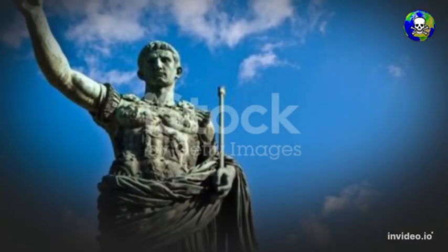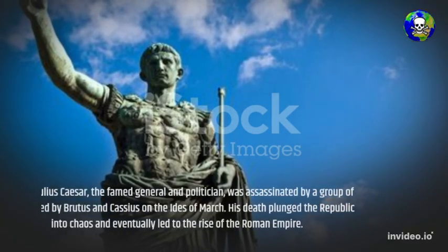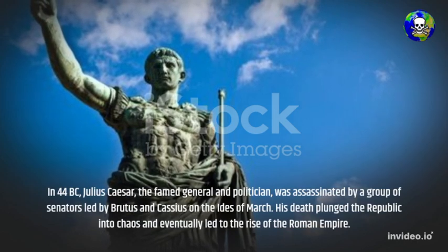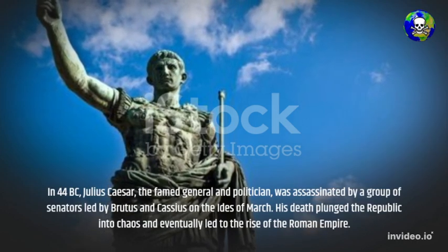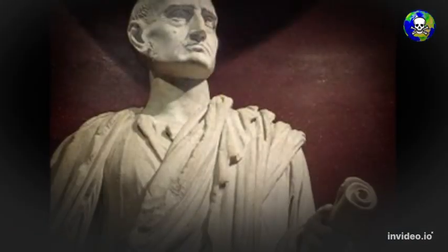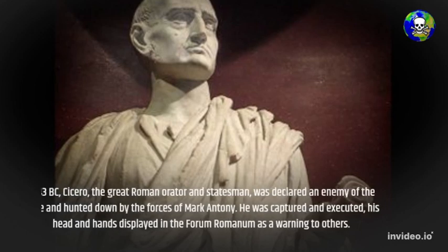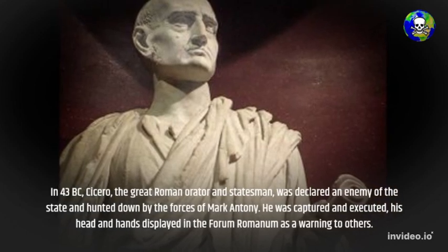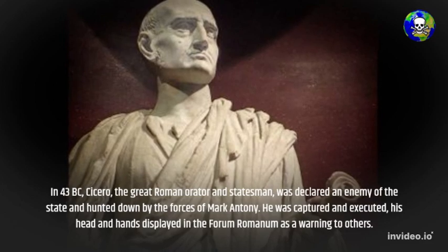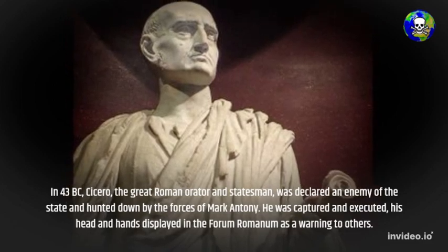In 44 BC, Julius Caesar, the famed general and politician, was assassinated by a group of senators led by Brutus and Cassius on the Ides of March. His death plunged the Republic into chaos and eventually led to the rise of the Roman Empire. In 43 BC, Cicero, the great Roman orator and statesman, was declared an enemy of the state and hunted down by the forces of Mark Antony. He was captured and executed, his head and hands displayed in the Forum Romanum as a warning to others.